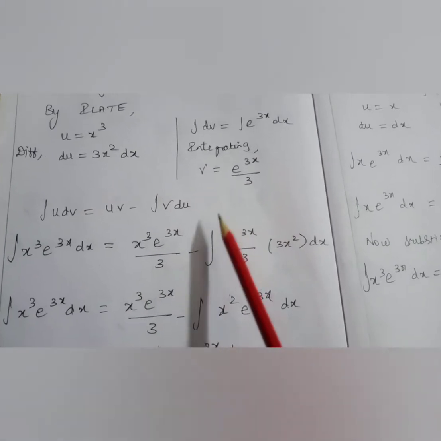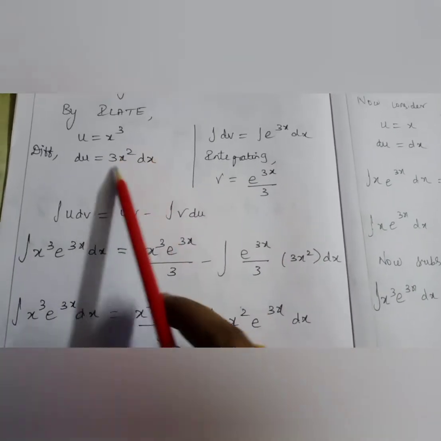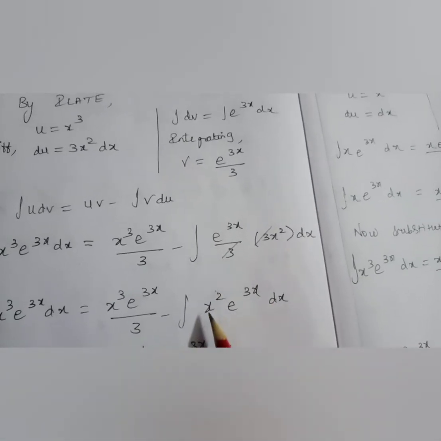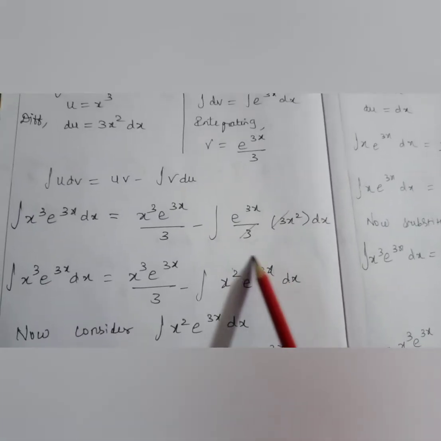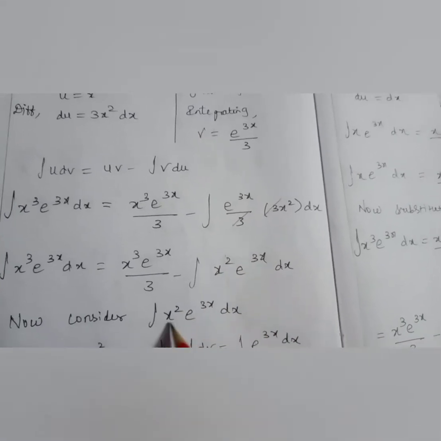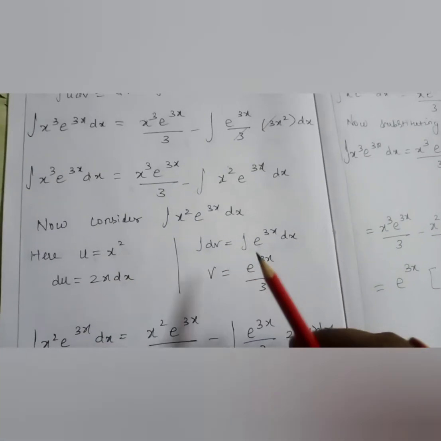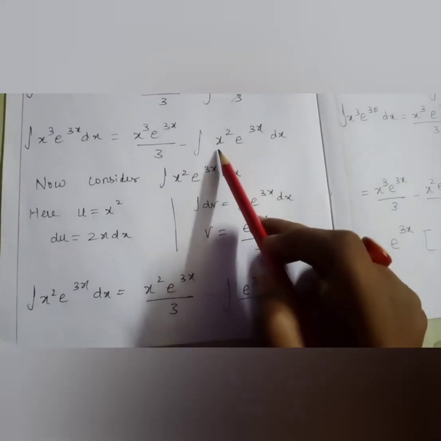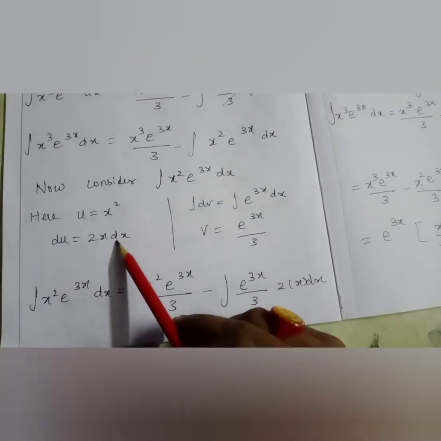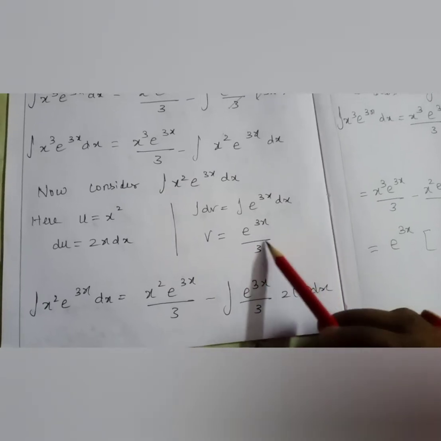I have written minus integral v du, that is e power 3x by 3 into du, which is 3x square dx. So this 3 and 3 will get cancelled, leaving x square e power 3x. Now again I have to integrate this. So I'll consider this part, x square e power 3x dx. I'll take what is u and what is dv. Once again I'll use integration by parts. So what is my u here? Here also algebraic, so u is equal to x square, so du is equal to 2x dx, and integral dv is equal to integral e power 3x. E power 3x integrates again to e power 3x by 3.